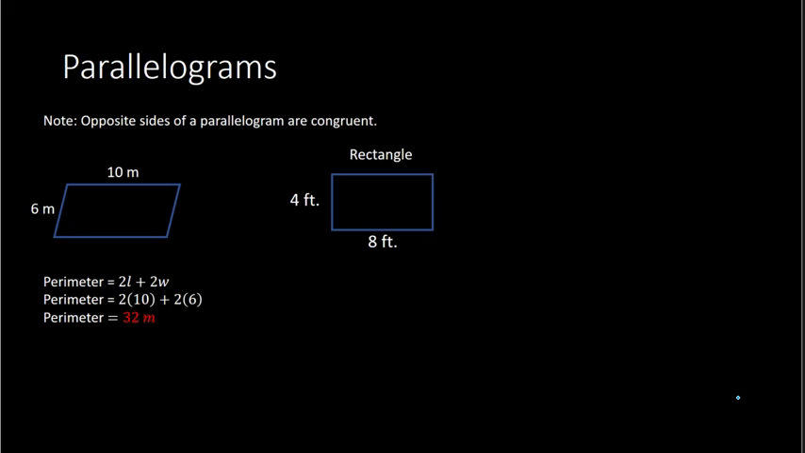Here is another parallelogram, and in this case we have a rectangle. So with a rectangle, again, each opposite side will be the same. So if the left side is 4, the right side is also 4. And if the bottom is 8, the top is also 8. So to find the perimeter, I have two lengths and I have two widths. So I have two 8s and I have two 4s. 2 times 8 is 16, plus 2 times 4 is 8. 16 plus 8 would give me 24 feet as my perimeter. So the distance all the way around this rectangle is 24 feet.